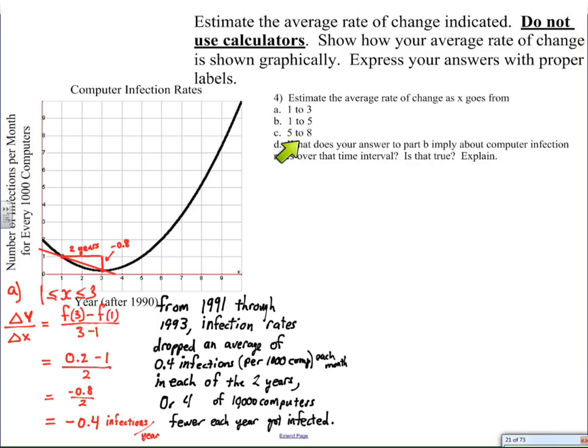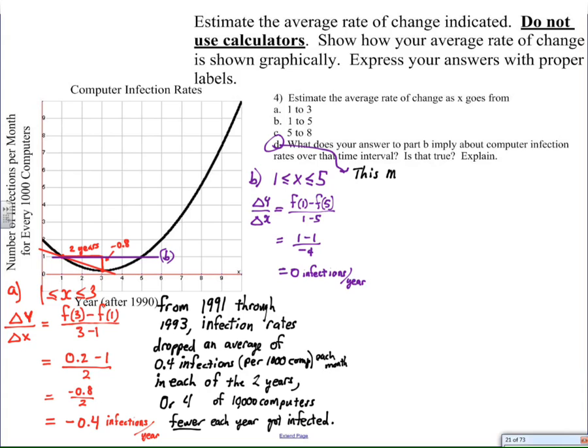For the second question, we're asked to study the rate of change from 1 to 5. And so the first thing I do is look at the graph and evaluate f of 1 and f of 5, showing a rate of 0 infections per year. That's a rate of change, so it's basically saying that the rate of change remained constant, unchanged, if you will, over that 4-year span. Now, I'm going to jump ahead to part D because it asks the question, what does the answer imply about computer infection rates, and is that exactly true?